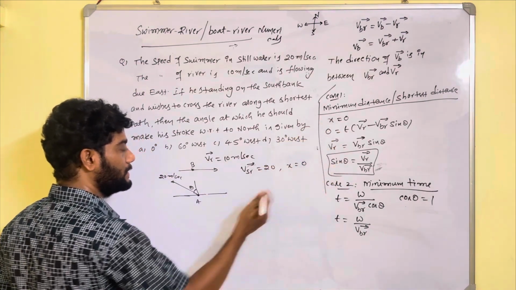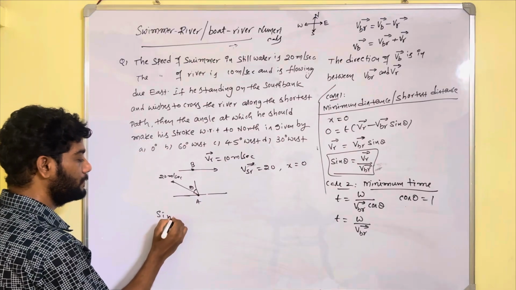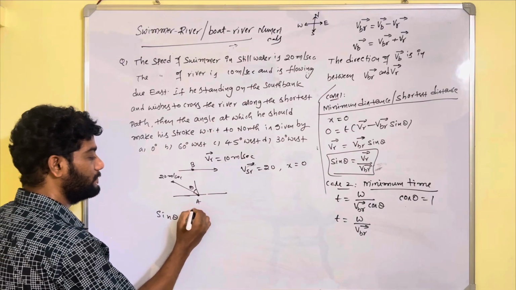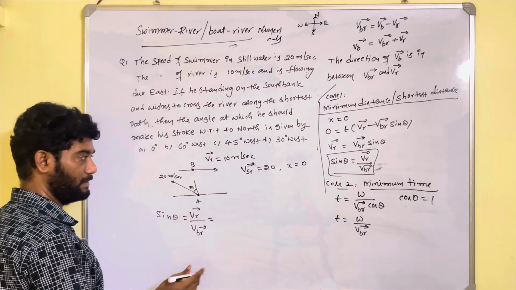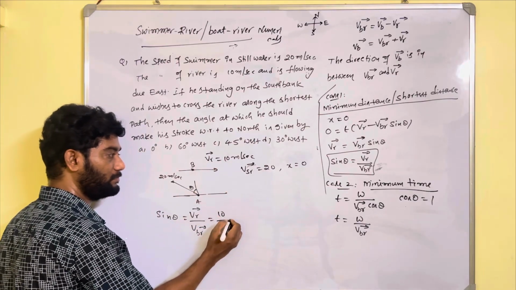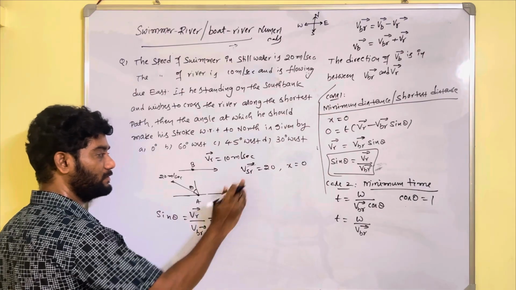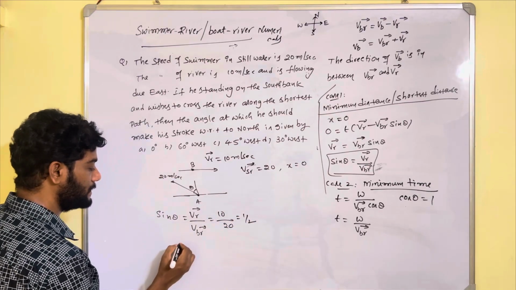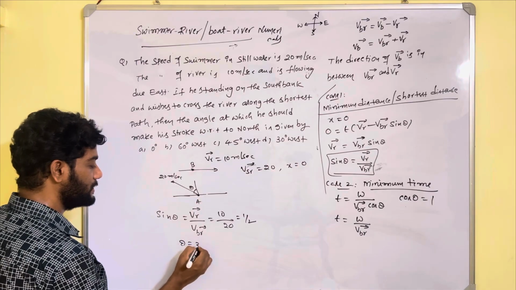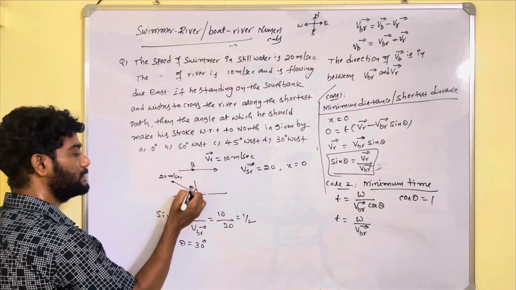Then what is the formula here? Sin theta is equal to the velocity of the river divided by the velocity of the boat with respect to the river. Velocity of the river is given as 10. Velocity of the boat with respect to the river is 20. So it is 1 by 2. Sin theta is 1 by 2, which means theta is 30 degrees.